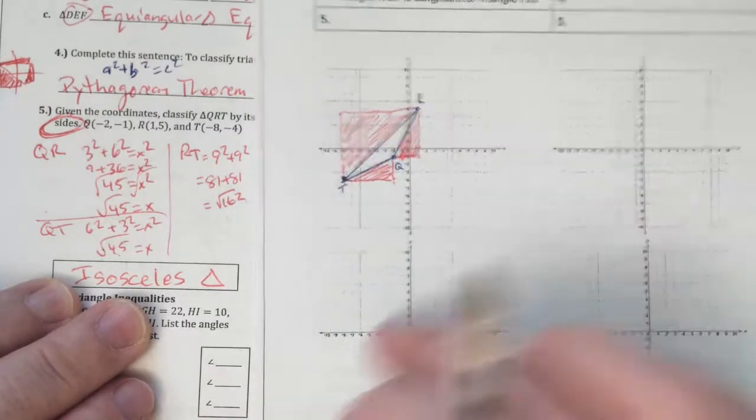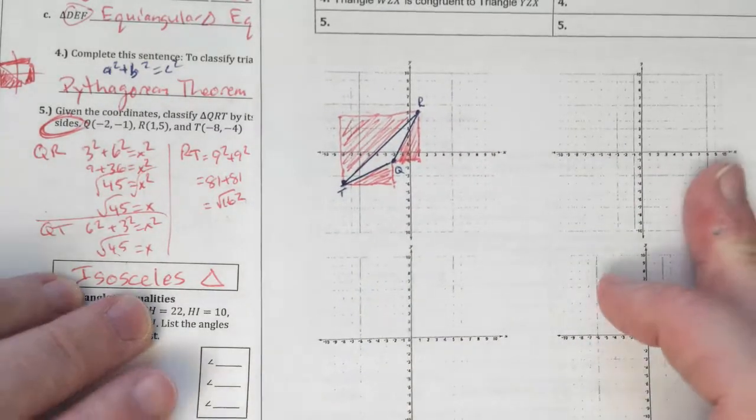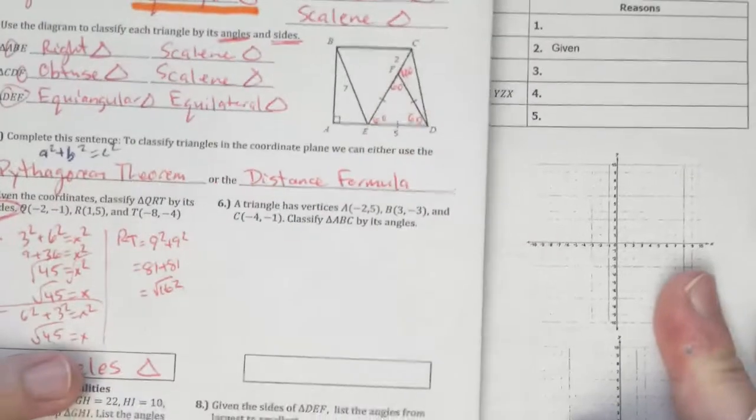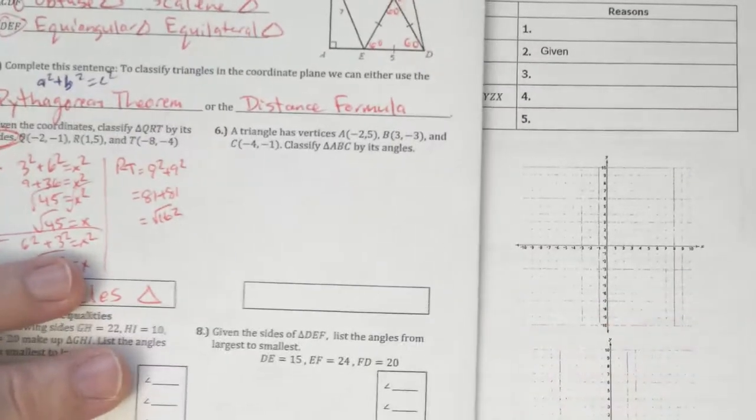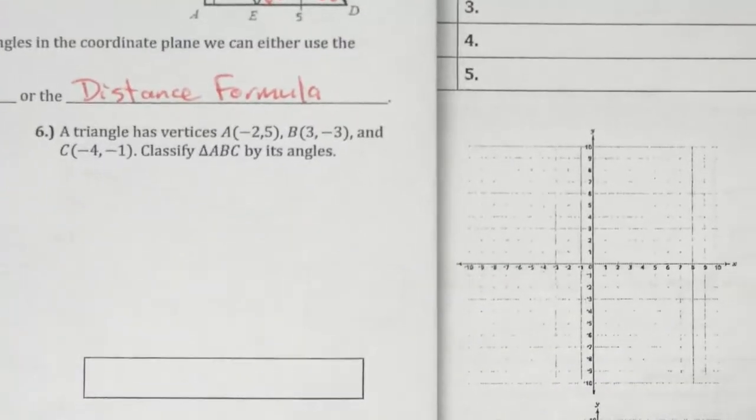Okay, let's go to number 6. So I'm going to be using this graph. Now, why do you think I gave you 4? Just in case you messed up. So let's go to number 6. So we're on number 6. We're going to do the same thing that we just did a second ago.